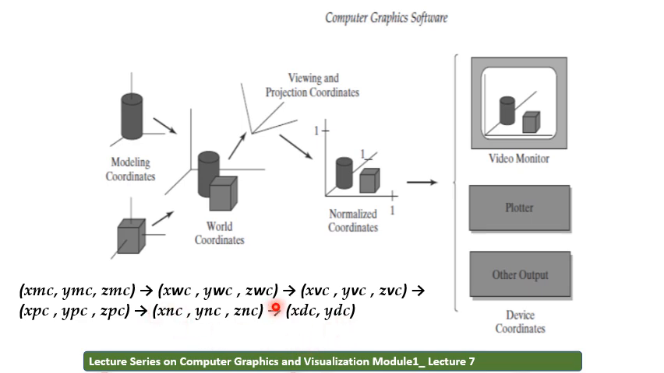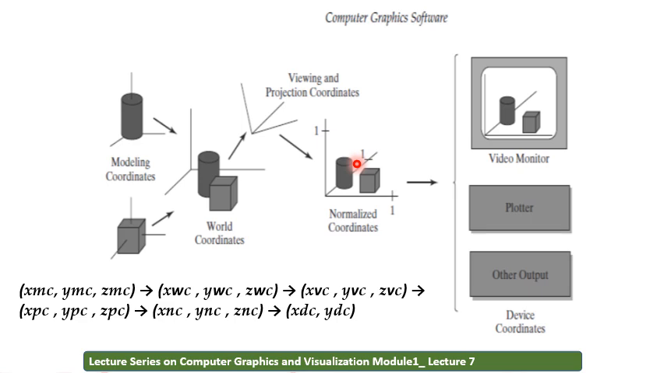And these are the integers ranging from 0 to x max, y max value. So x max, y max value means the total screen area. Normally we consider the bottom left corner will be x min, y min, and this will be considered as x max, y max. So the entire screen area of the monitor will be displayed with a particular range of the device coordinates, and it may depend upon the different output devices also.